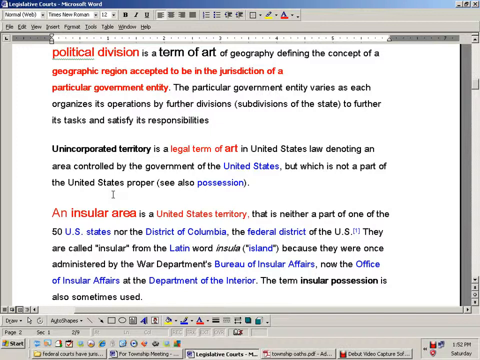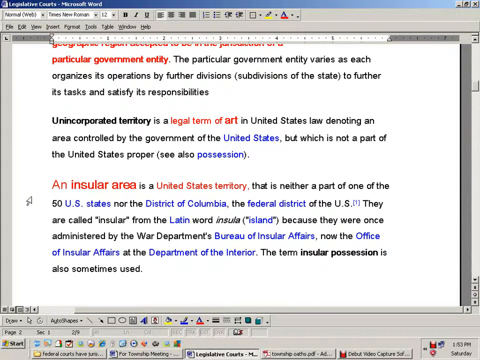Unincorporated territory is a legal term of art in the United States law, denoting an area controlled by the government of the United States, but which is not part of the United States proper. Okay? So unincorporated territory is in the United States. It's an area controlled by the government of the United States, but which is not part of the United States proper. So it's not part of the organized states, is how I see that.